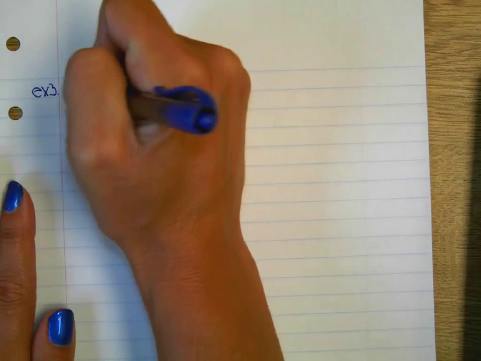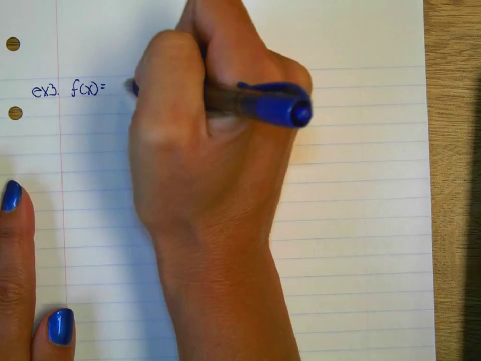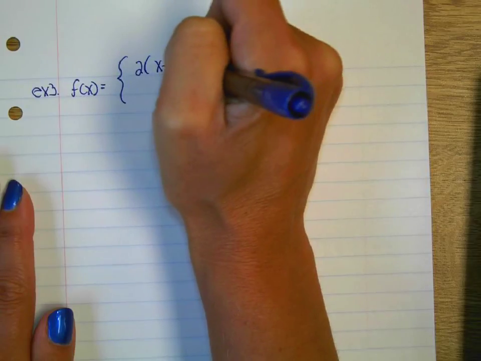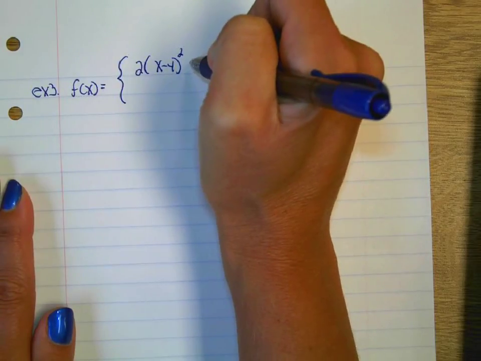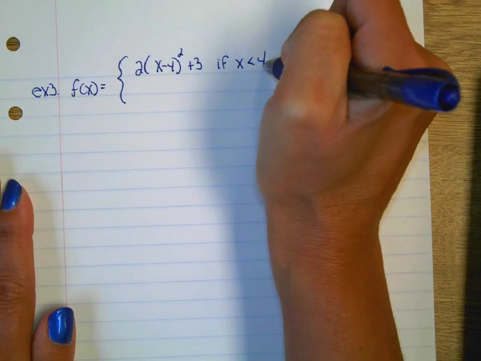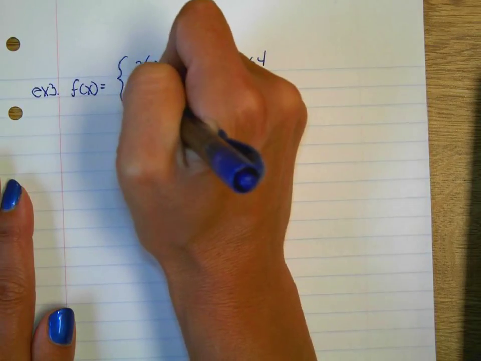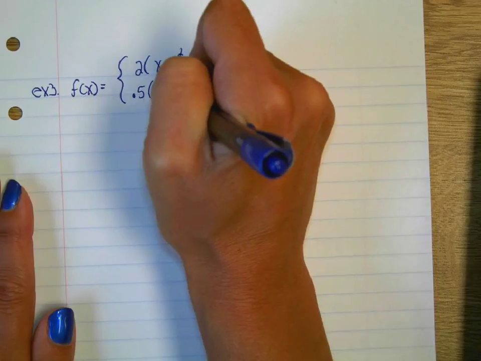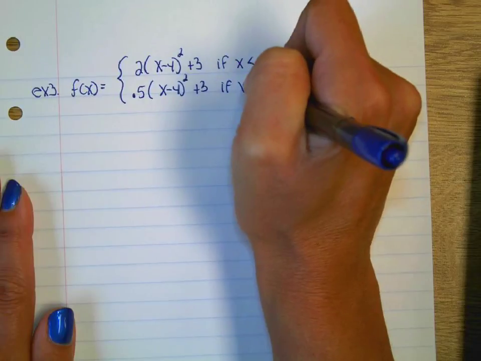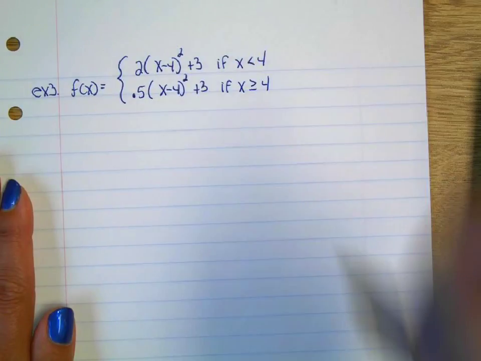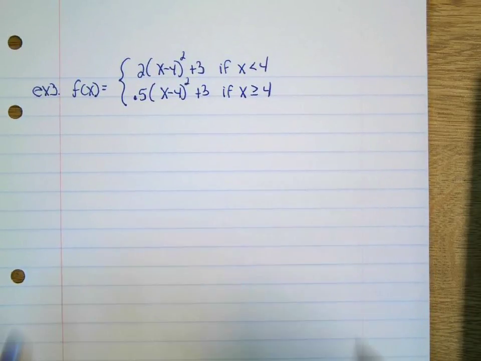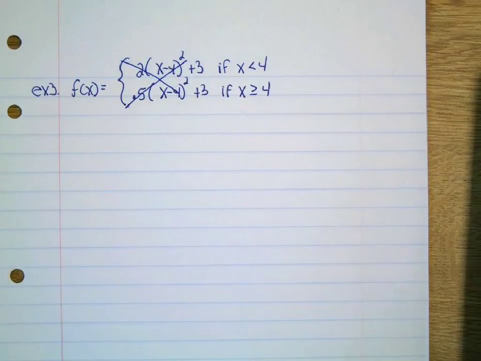And it's a piecewise graph. So f of x equals the piecewise function, 2 times the quantity x minus 4 squared plus 3 if x is less than 4. And then it's 0.5 times the quantity x minus 4 squared plus 3 if x is greater than or equal to 4. Oh, you know what? I am not going to do this one. We're not going to worry about that one. Otherwise, I'm going to be way too long-winded.